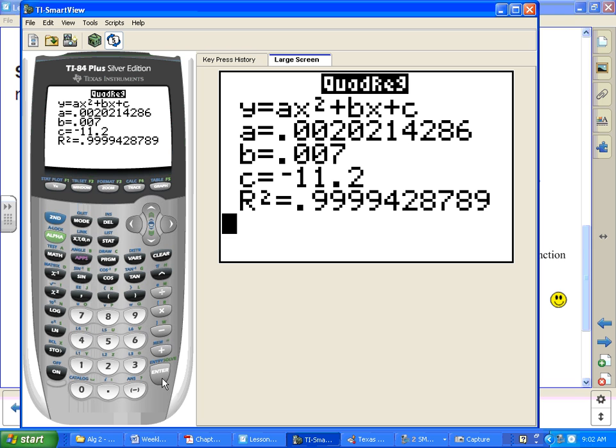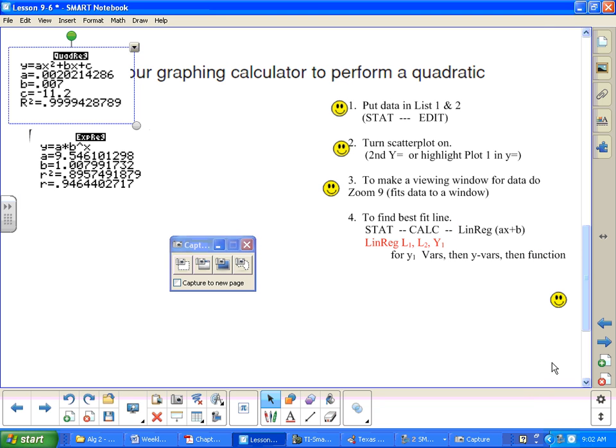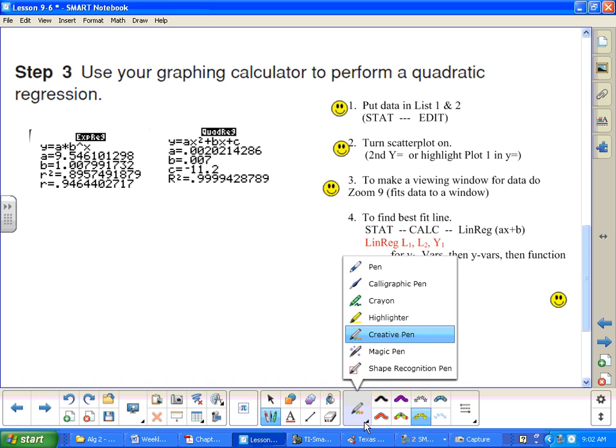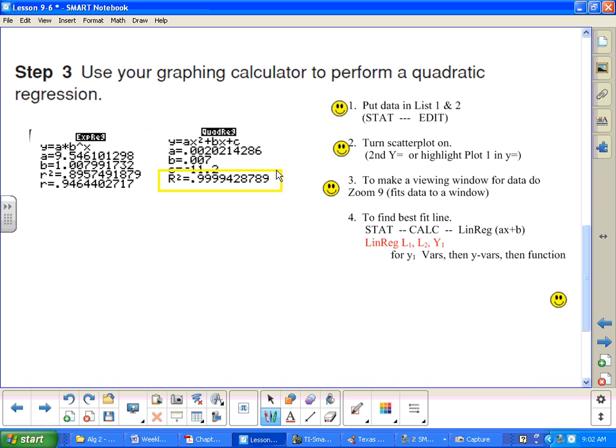Now, I haven't figured out why when it does quadratic it doesn't show r, it just shows r squared. But you can see from this information that the value of r squared here is almost 1, where the value of r squared here is only about 0.9, so the quadratic regression equation is a much better fit than the exponential.